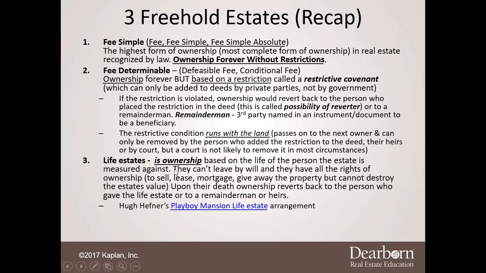And then we have a life estate, which is also a form of ownership. It's based on the life of the person by which the estate is measured. They can't leave it by will because when they die, they lose their interest. It's based on their life, right? And they have all the rights to ownership. They could sell it, lease it, mortgage, give it away, but they can't destroy the estate's value. Upon their death, the ownership would revert back to the person who gave them the life estate or to a remainder man. A famous example of a life estate would be Hugh Hefner and the Playboy Mansion.